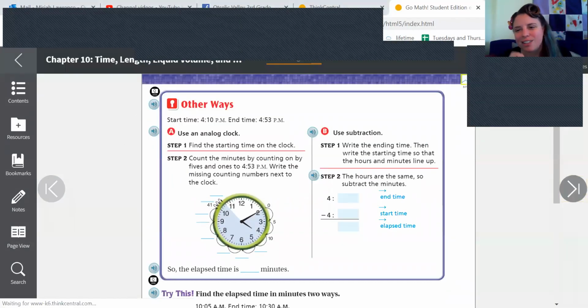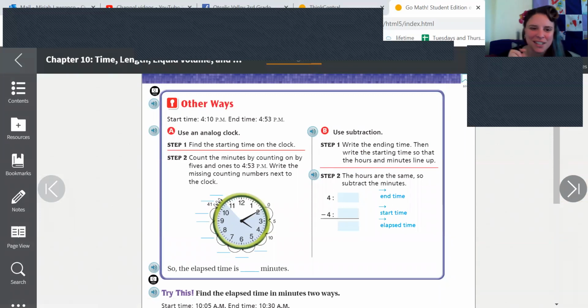This is another way to do it. They just did it the same way I showed you. So if we start at 4:10 and end at 4:53, you can use a clock to count as well, or you can subtract. So let's see. Find the starting time on the clock. The starting time was 4:10. So 4:10, and you're paying specific attention to the minute. Okay. Count the minutes, counting by fives until you get to 4:53.